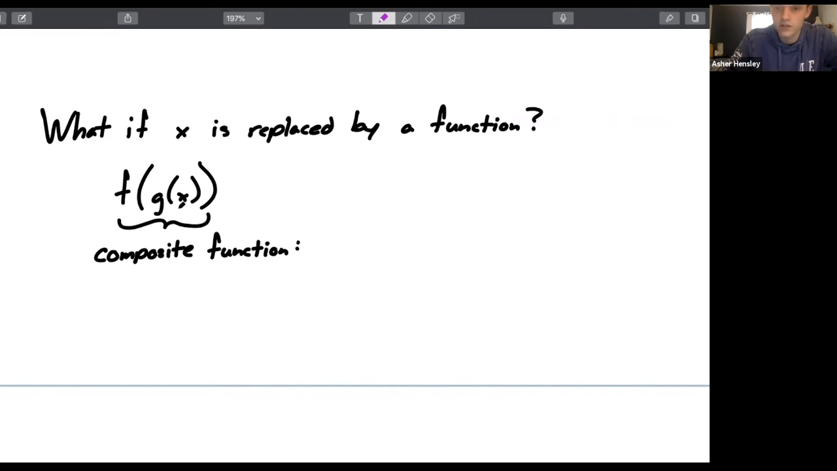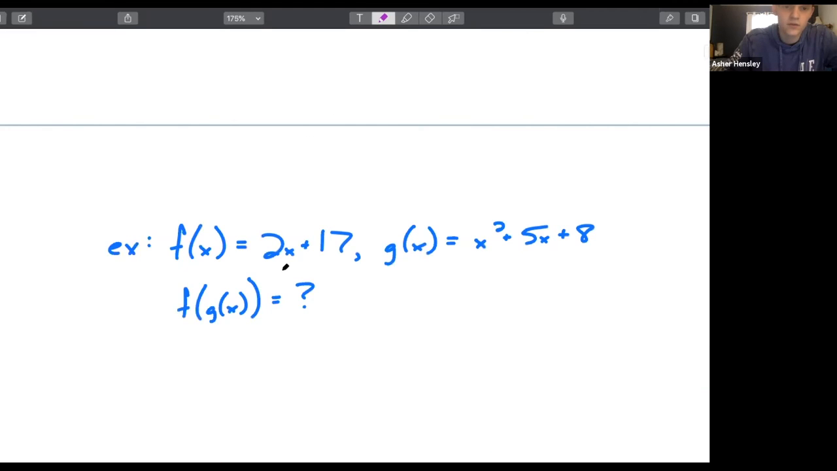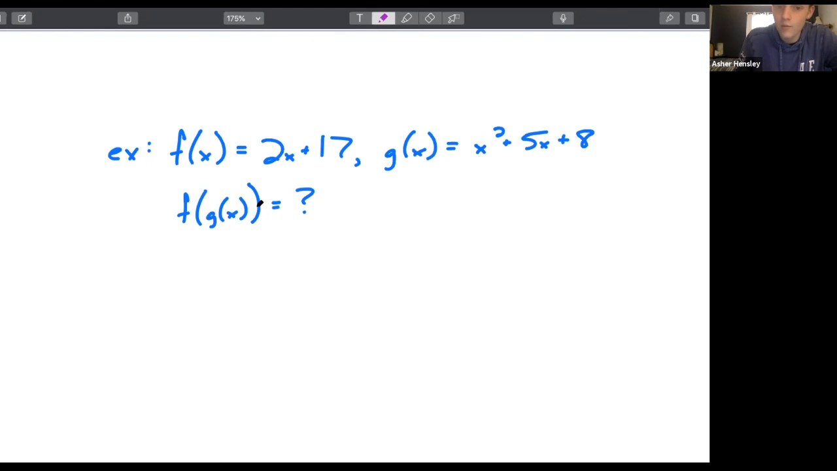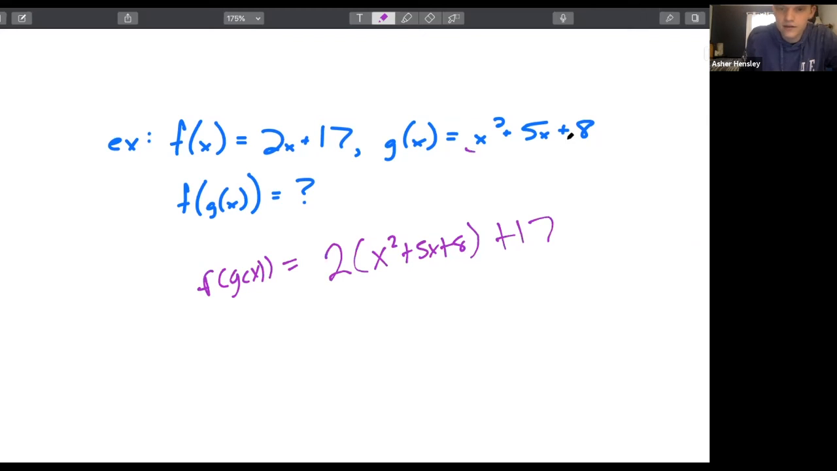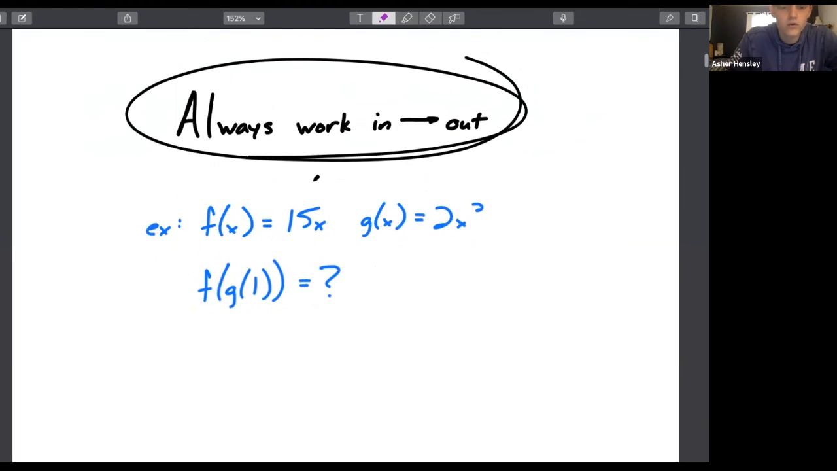This is what's called a composite function. So if we replace x with a variable like this, instead of plugging in a number for x, what are we plugging in in this case? You're plugging in the function. Perfect. Excellent. Yes, we're plugging in the function this time. So f of g of x is the same thing as saying 2 times x squared plus 5x plus 8 plus 17. We're just plugging in this for whatever the x is over here. That's it. So we always want to work from in to out.